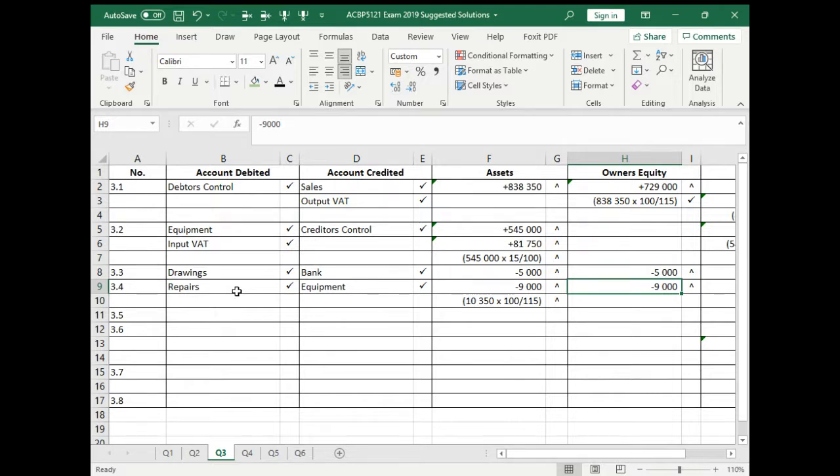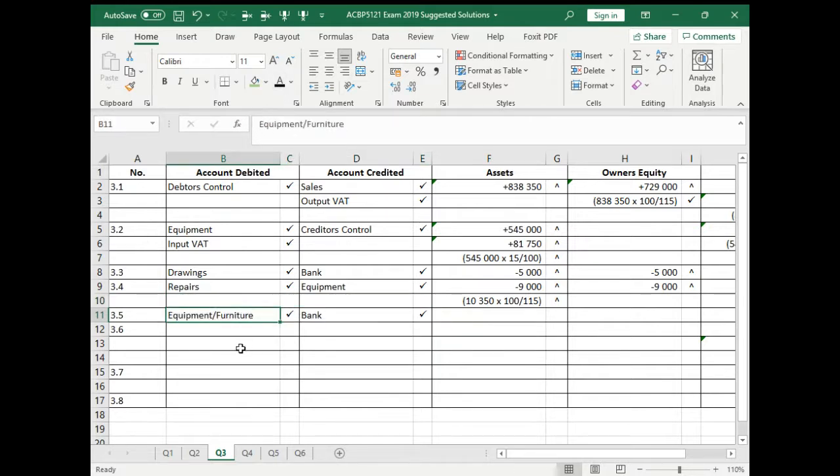Then if we look at 3.5, we purchase furniture for the staff recreation area. Now we said, because it's for entertainment purposes for your staff, it does not have a VAT implication. So we would only debit the furniture and we would credit the bank with the amount that we paid.